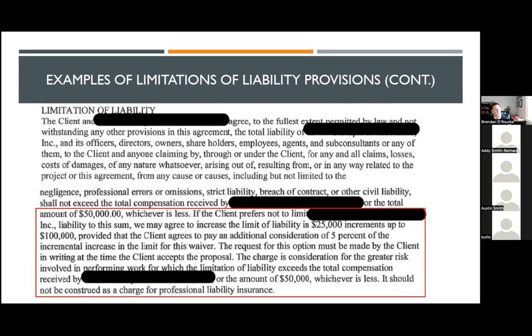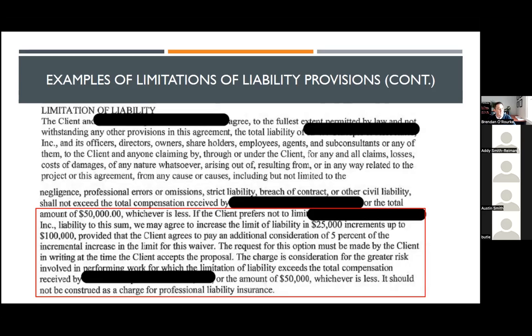This is an example where, to me, this is the cream of the crop. It has your standard limitation of liability provision set at a certain amount, but it gives the client the option to agree to increase that limitation of liability by certain increments, and you can pick and choose what you want to do, but they're going to pay a fee associated with that.